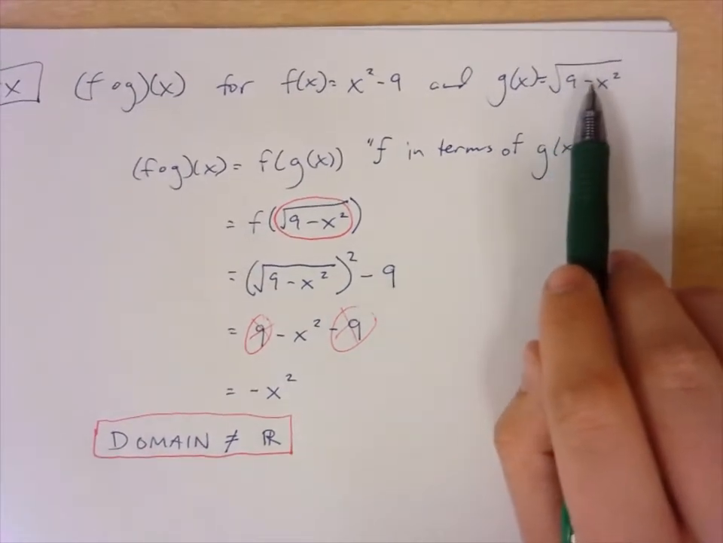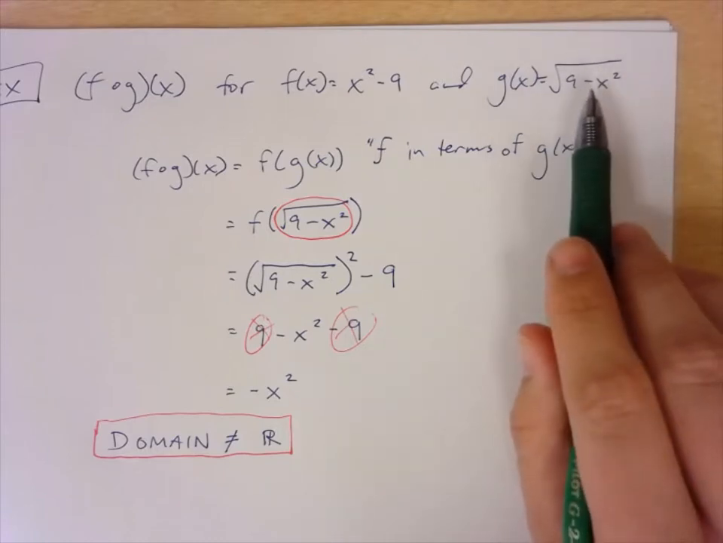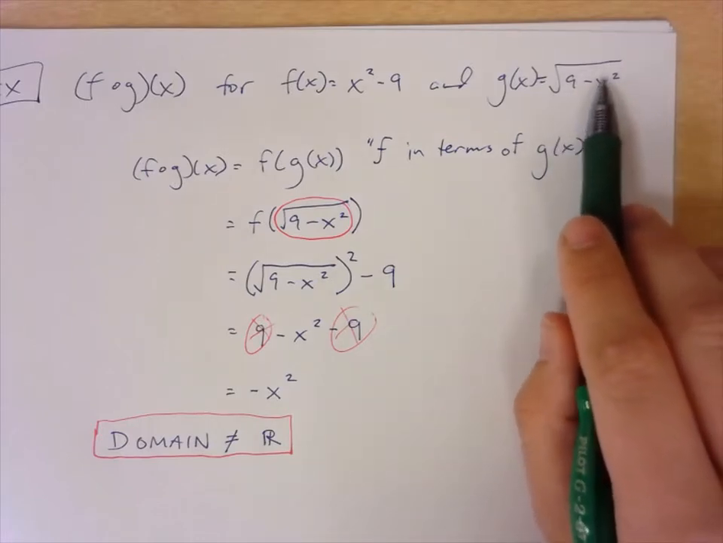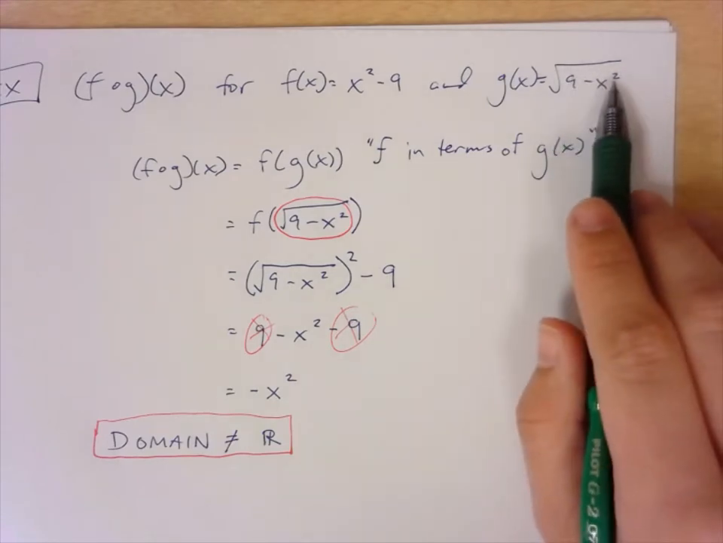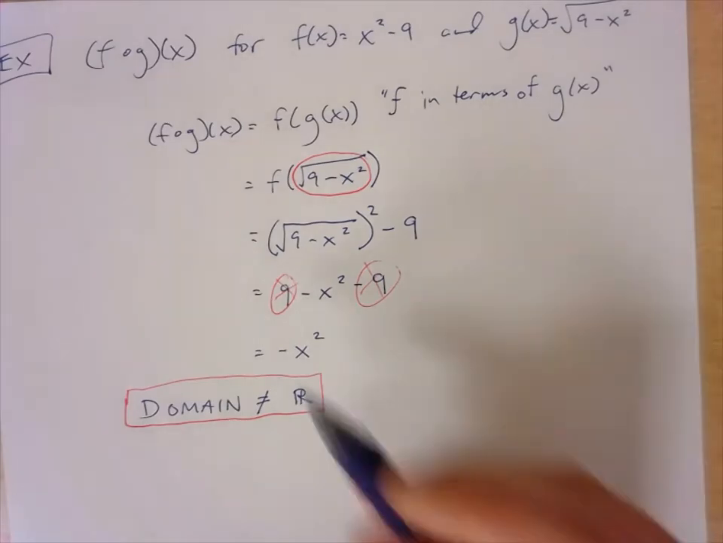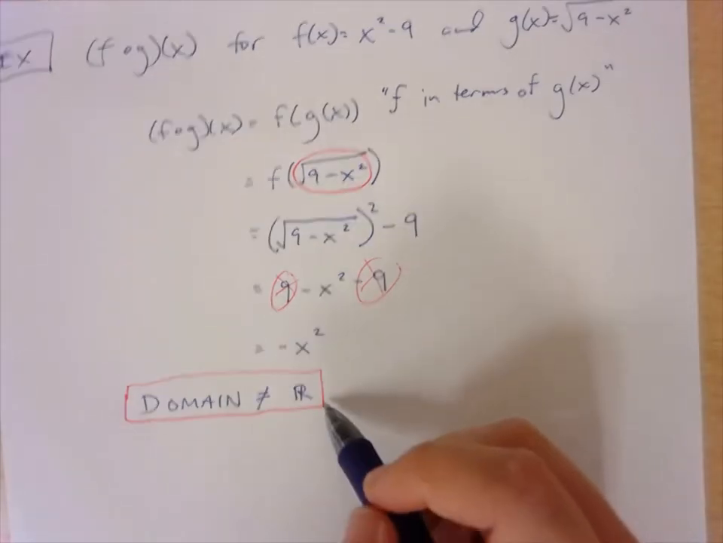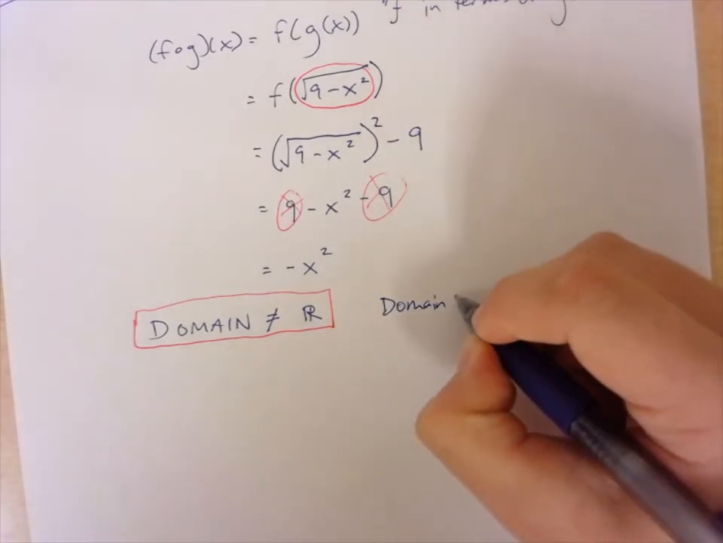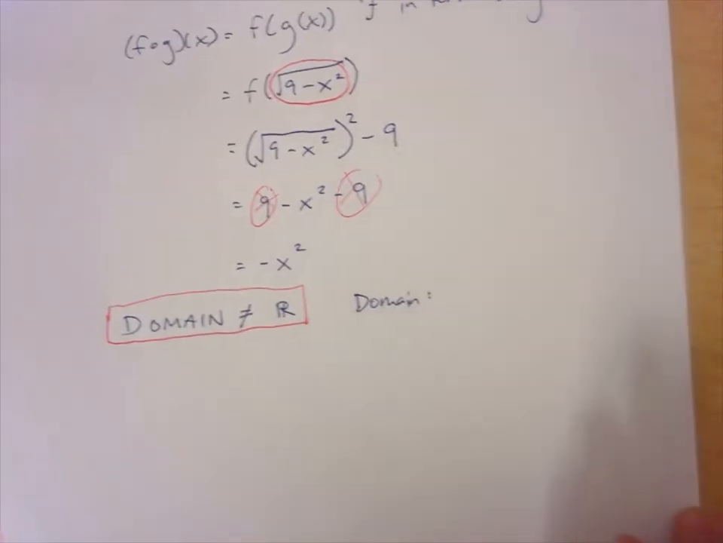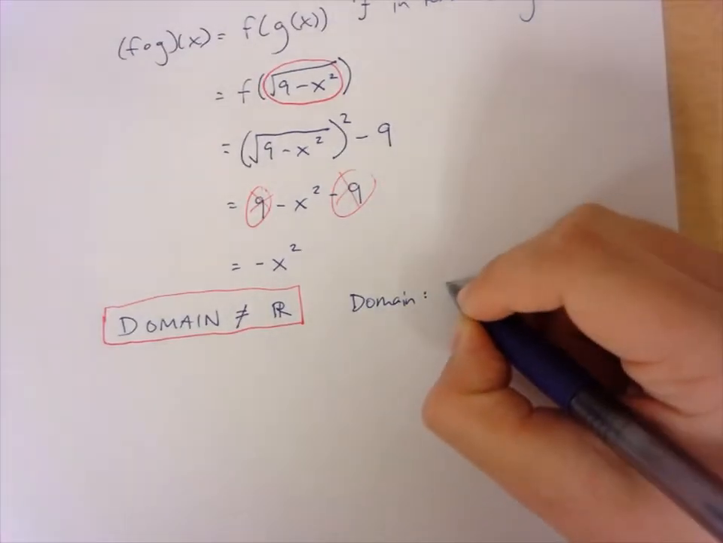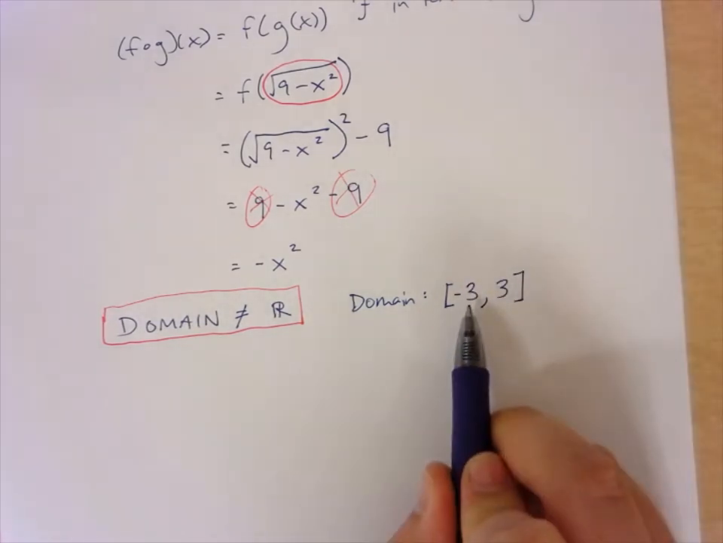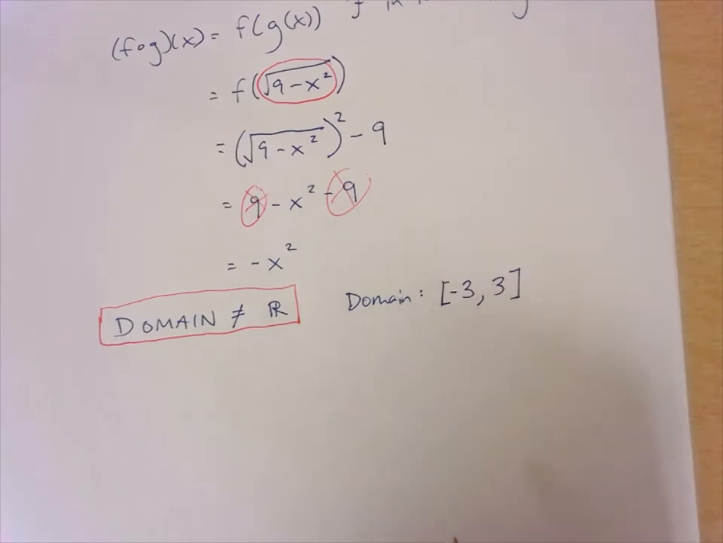And if we look at g of x, we can see clearly that x can only be the numbers from -3 to +3. Anything else for x would make a negative number under the radical, which would be imaginary, which we couldn't have. So the domain of this function, negative x squared here, is actually going to be g of x's domain. So what we can say then is the domain is every value from -3 to +3.